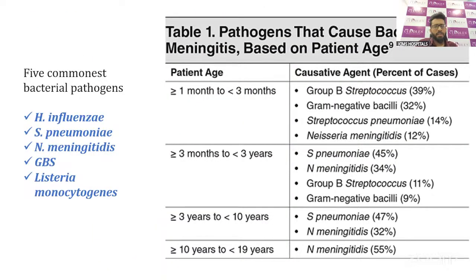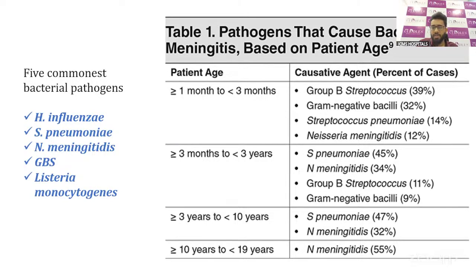I'll not go into the details of it. You must be knowing this is a common five. They call it the big five in India, and not only India, across the world as well. So Haemophilus influenzae, Streptococcus pneumoniae, Neisseria meningitidis, GBS, and Listeria monocytogenes. These are the five commonest ones.